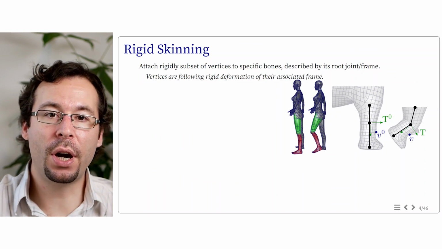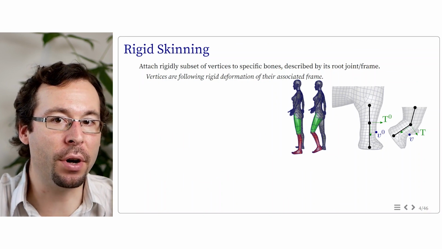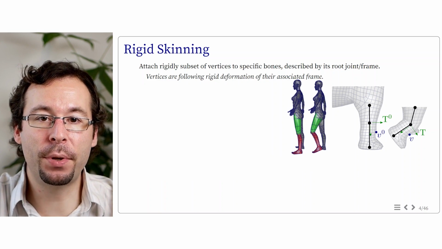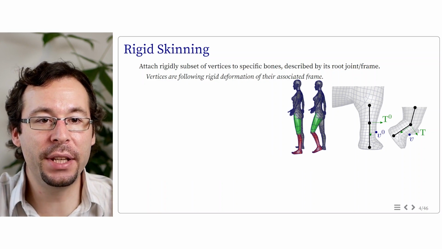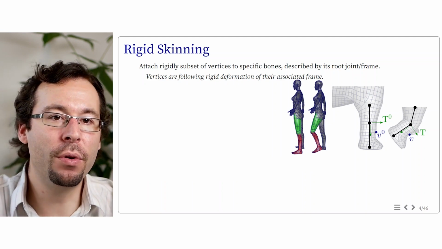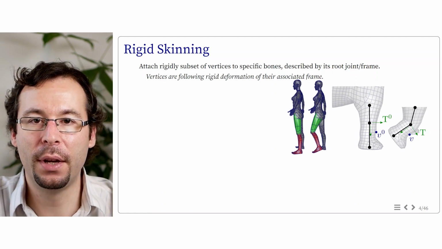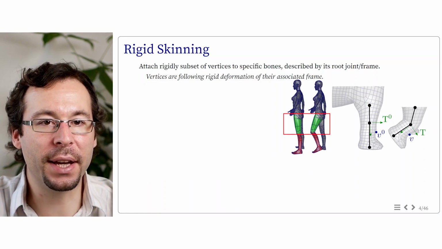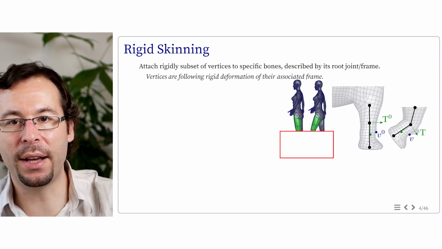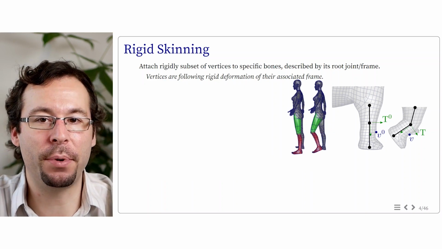Now let us wonder how we can map the deformation of the skeleton, which is basically described by rigid transforms, to the skin of a character described by a mesh. The simplest possible idea is to attach rigidly a subset of vertices to a specific bone. And then all vertices attached to this bone follow the deformation of the frame. For instance, on this image, all green vertices are associated to the bone on the top of the leg, and the vertices in red are associated to the bottom one. Let us see how we can formalize this approach.